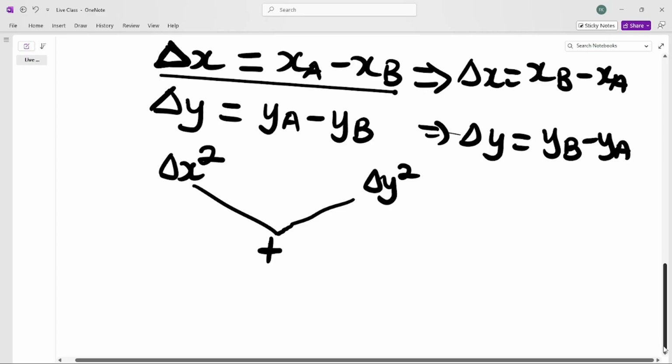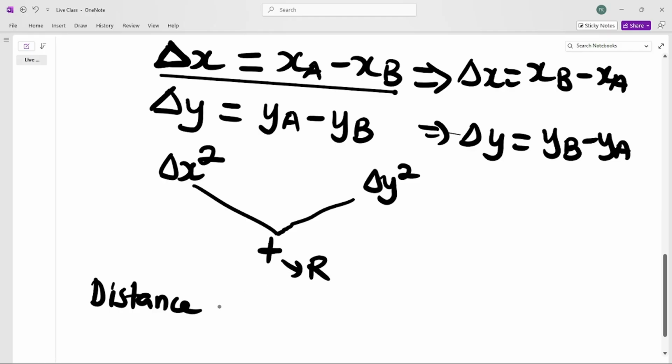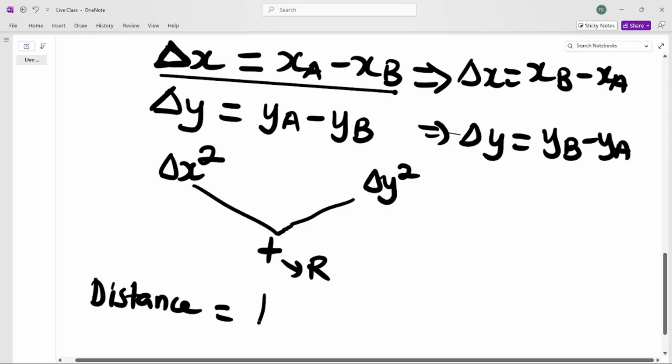When you are done adding them, for the final distance, let's say if you add them, you have a result. Let the result be called r. That result, the actual distance, is equal to the square root of the result.